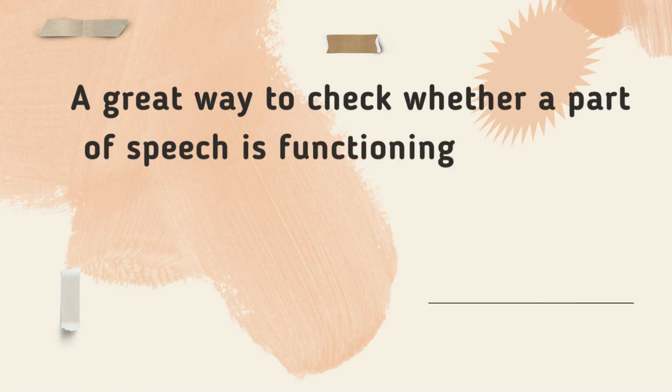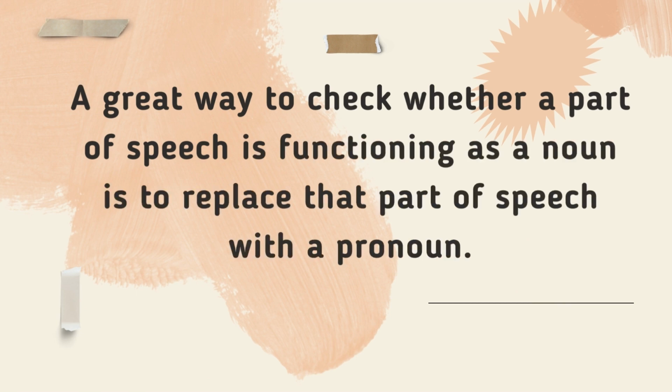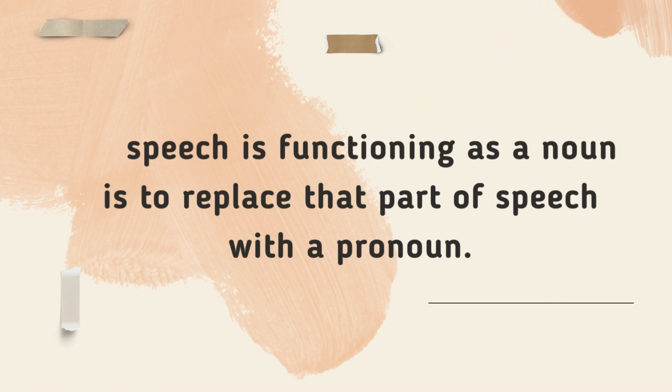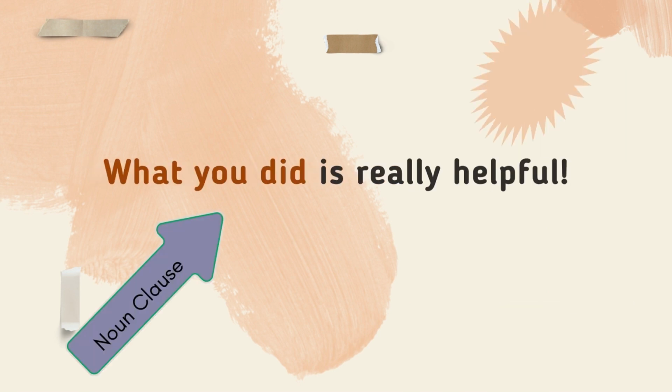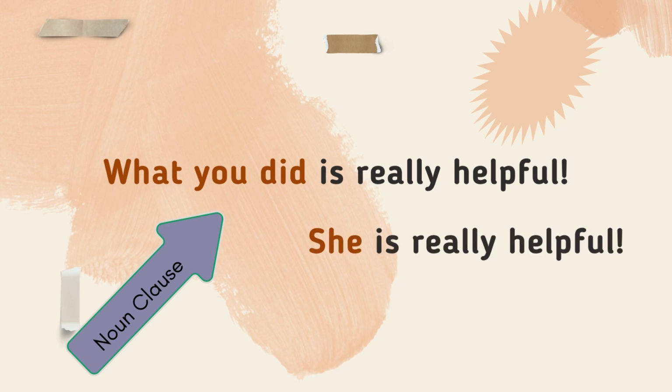A great way to check whether a part of speech is functioning as a noun is to replace that part of speech with a pronoun. Look at this example. What you did is really helpful. In this sentence, what you did is a noun clause. We can prove it by replacing what you did with a certain pronoun, for example, she. She is really helpful. This sentence still makes sense, so we can conclude that what you did is a noun clause.